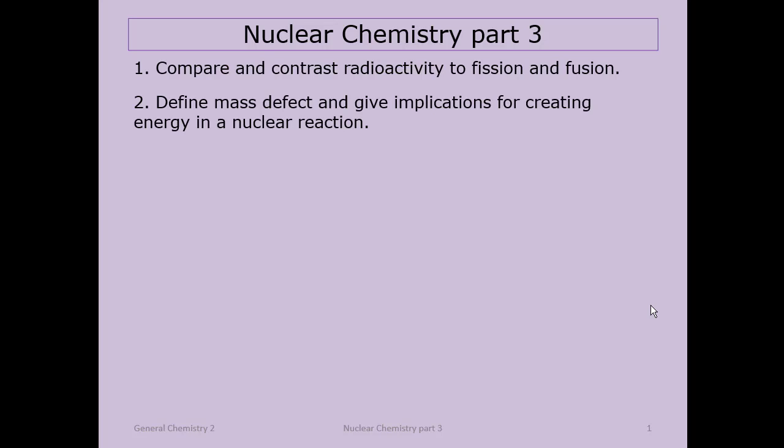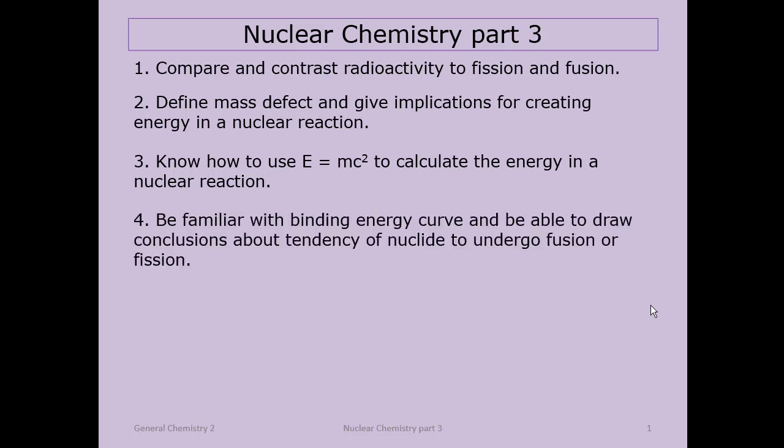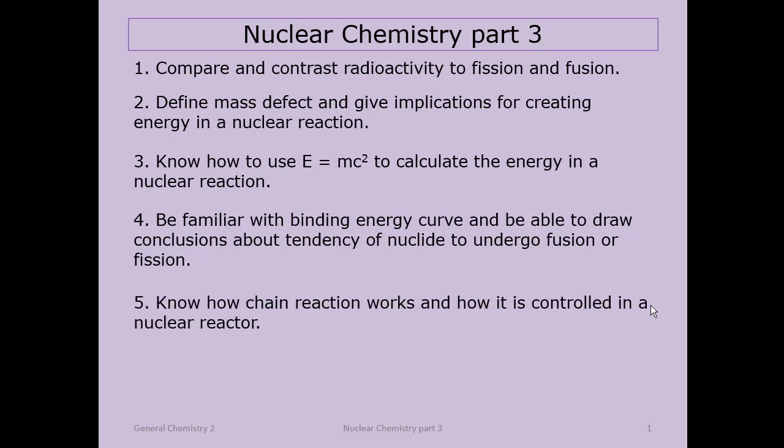Then we're going to talk about what's called mass effect and give its implications for creating energy in a nuclear reaction. We're going to look at Einstein's famous equation, which explains how in a nuclear reaction so much energy is created. We're going to be familiar with the binding energy curves, know how to draw conclusions about the tendency of a nuclide to either undergo fusion or fission. You can use these to make predictions about which way the reaction will go.